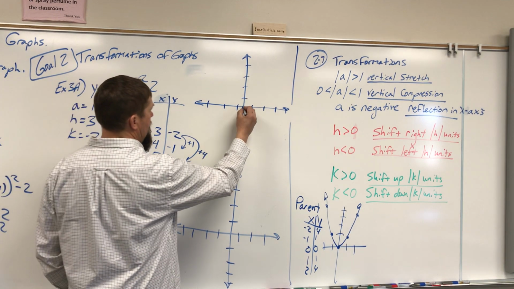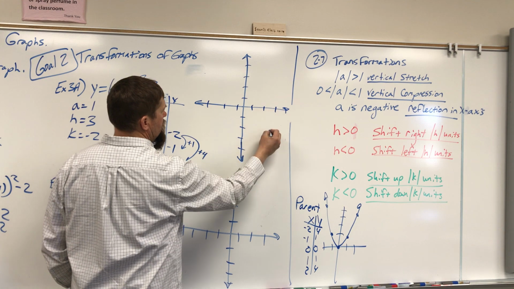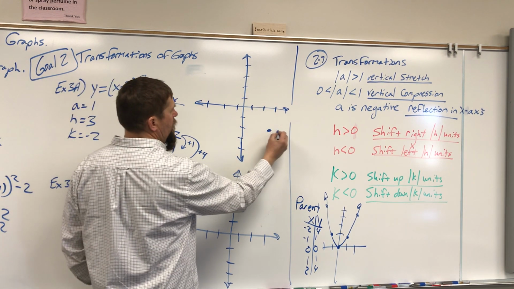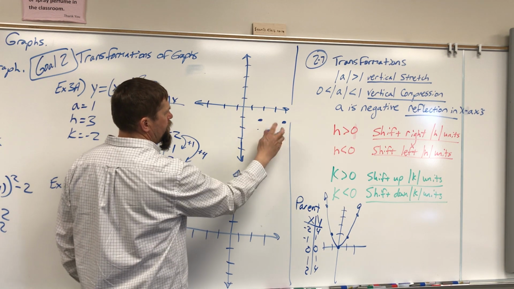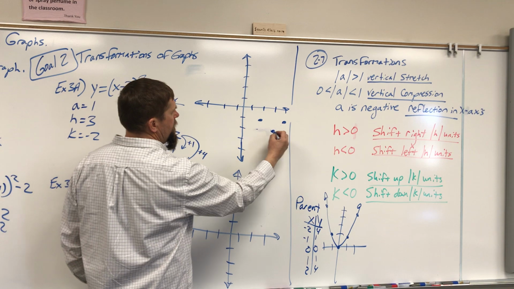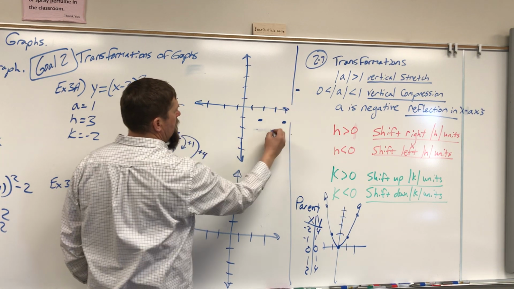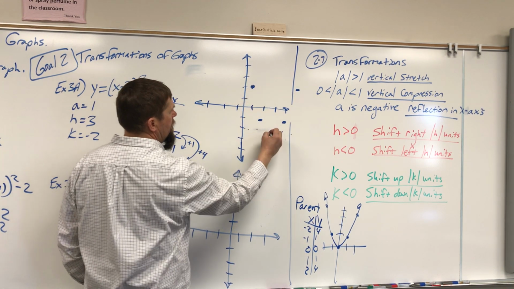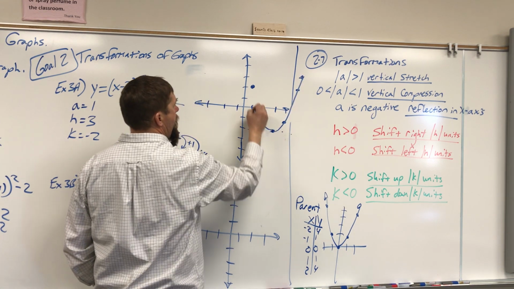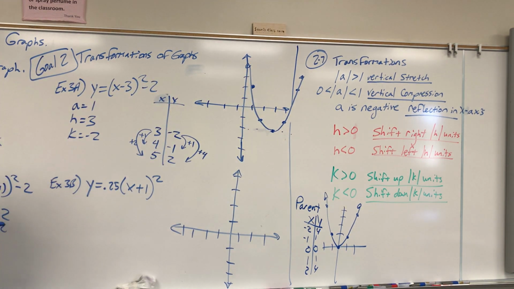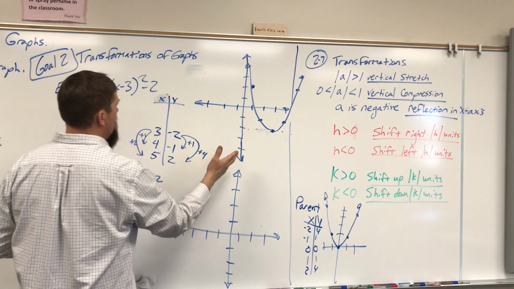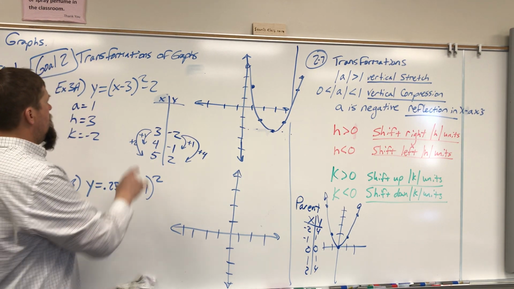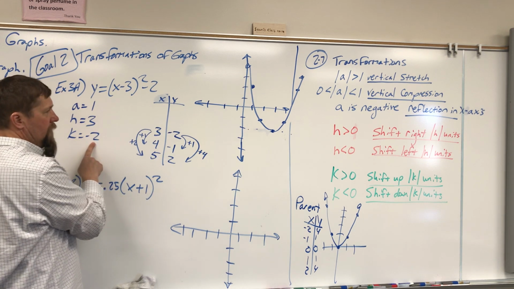So if I graph that, I've got (3, -2). If I go over 1, I go up 1. If I go over 1 this way, I go up 1. If I go over 2, I go up 4. Over 2, up 4 here. And there's my graph. So that was using transformations. The transformations, of course, if you have to list them, are right 3, down 2.